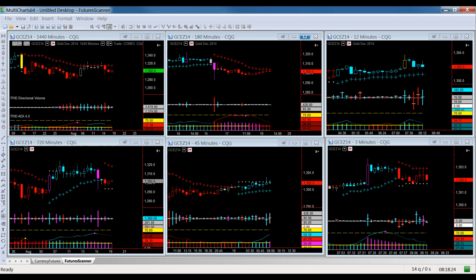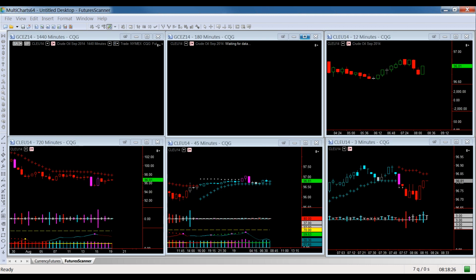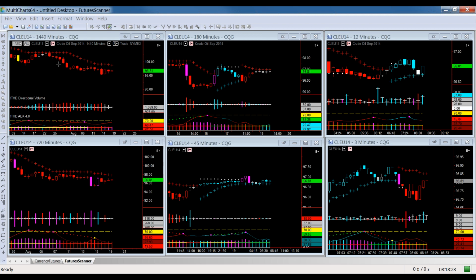Alrighty. Let's go to crude this morning. On crude, you're moving down on the 1440. You are not overextended here. You are moving down on the 720. There's no potential for magenta peak. The only thing you have to watch on the 1440 is if you get a magenta peak in, that will cause a move to the upside.